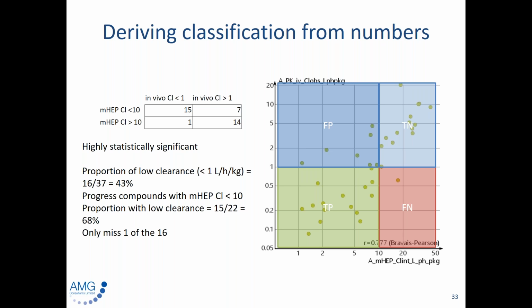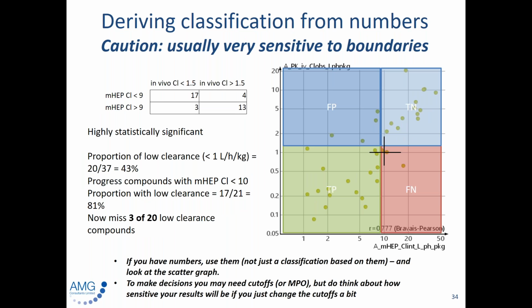Just one word of caution, I suppose, particularly where the correlations get slightly less good: you've only got to move the cutoff a little bit. So instead of saying 10, we'd say, well, let's move it down a bit to 9, and this time we'll say we don't want to miss anything with an in vivo clearance below 1.5. And now the proportion of compounds in the total data set is 43% with low clearance, and we can enrich again quite significantly to 81% if we move the data set down. But now we miss 3 compounds.